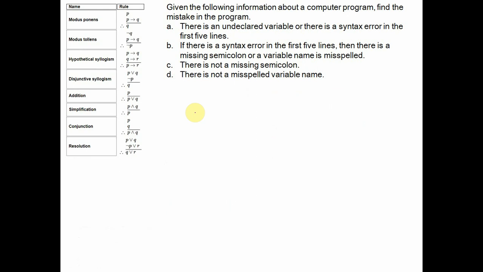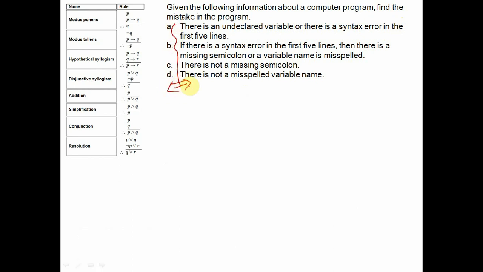Given the following information about a computer program, find the mistake in the program. Now here, by using the different premises, we have to find the conclusion. The conclusion is not given over here. So once again, we will apply the same method. We will first of all identify the propositions. These are the 4 known facts that are given to you.